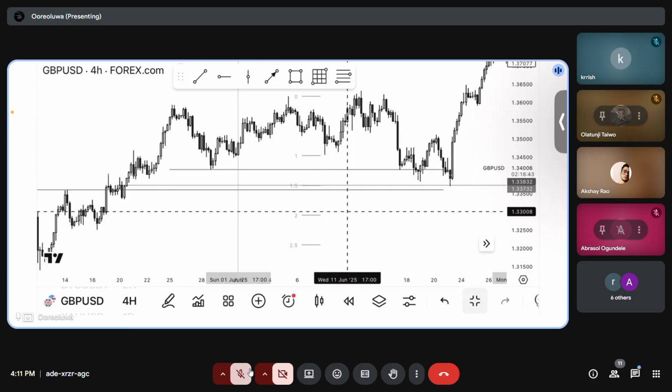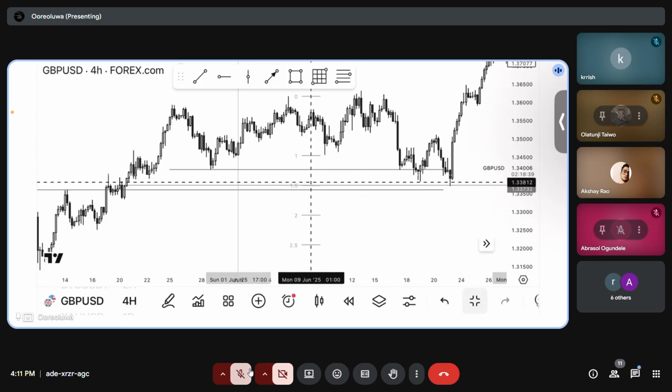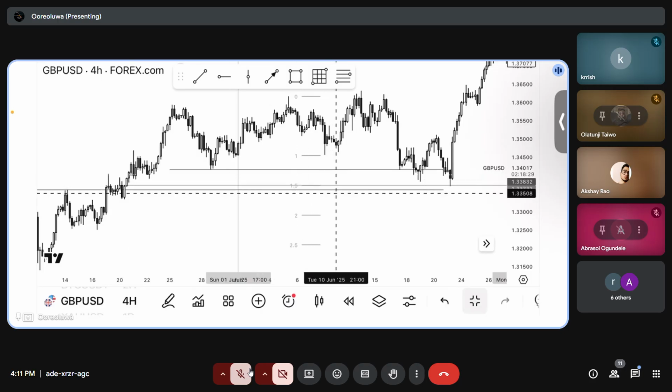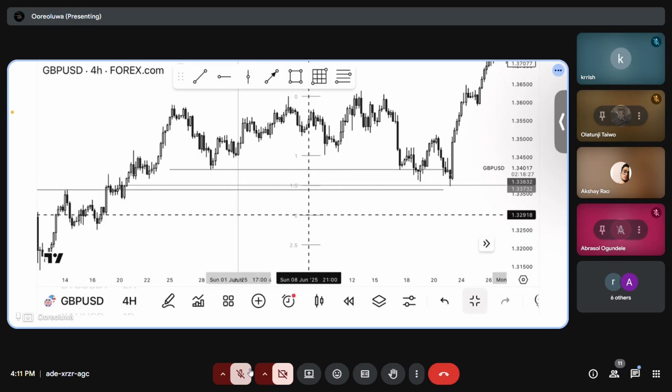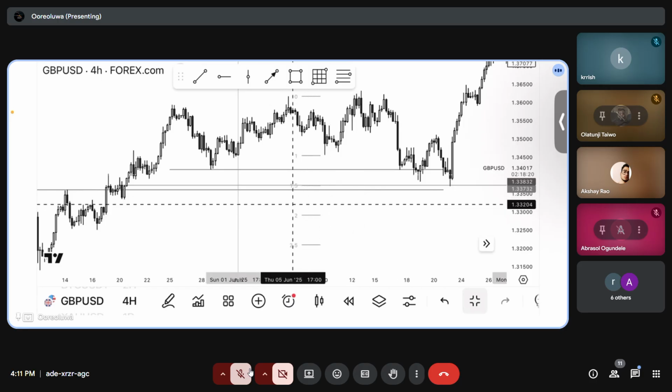And if any of these points, maybe like the 1.5, is a key point and it is aligning with your point of interest, which is this order block here, then you know this is right. Then your stop loss can be in two, or half of these two.